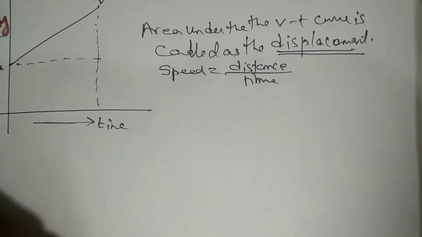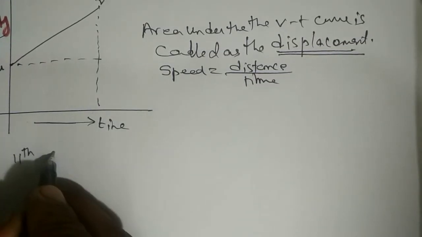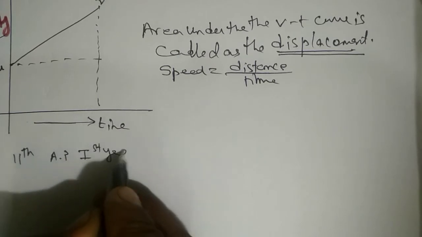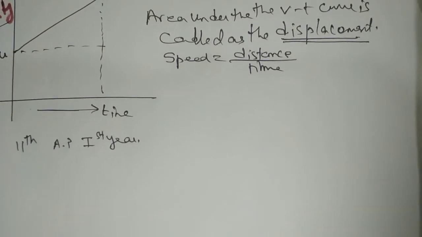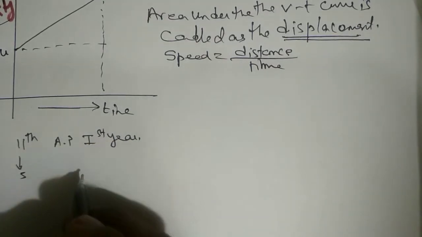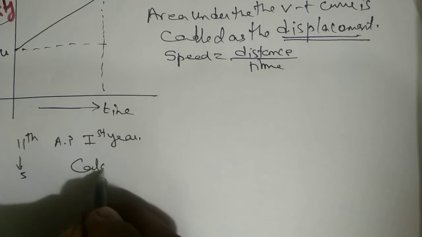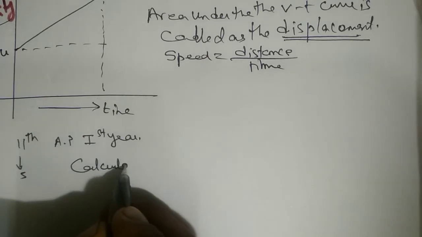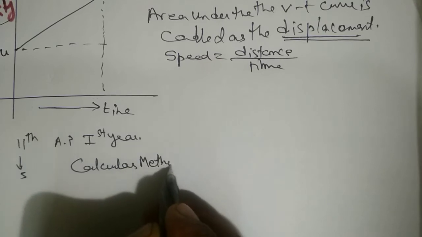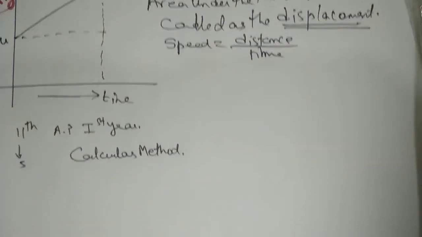In 11th standard, which is AP intermediate first year, this is an 8 marks answer for them, and in 11th it is a 5 mark answer. We are going to derive it using the calculus method, which is the integration method basically. How are we going to do that? Calculus method.